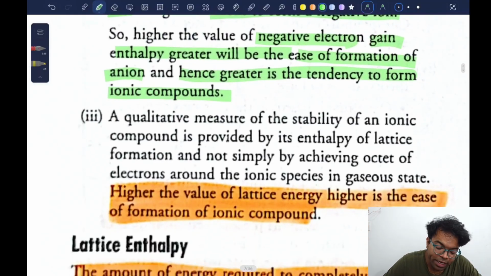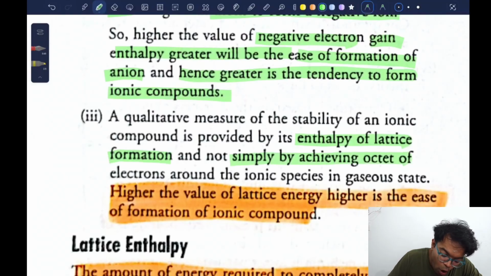Now, a qualitative measure of the stability of an ionic compound is provided by its enthalpy of lattice formation and not simply by achieving octet of electrons around the ionic species. In gaseous state, higher the value of the lattice energy, higher is the ease of formation of the ionic compound. You know what lattice energy is?